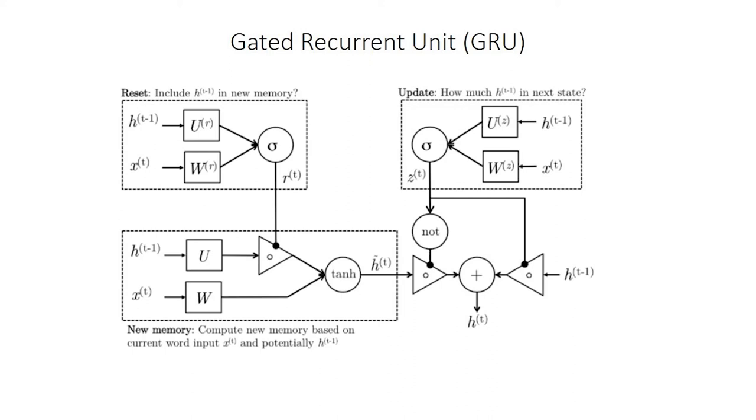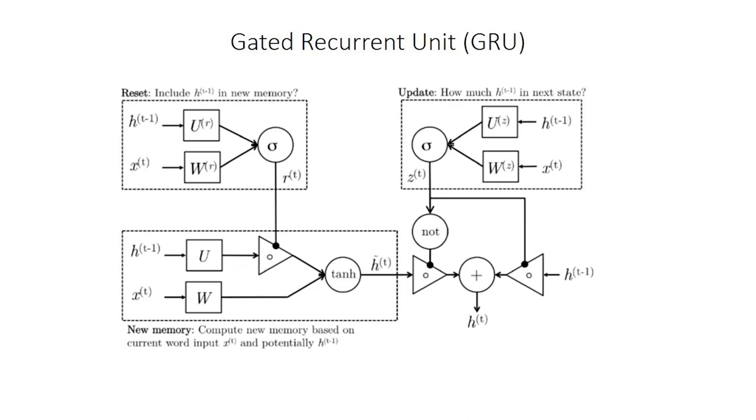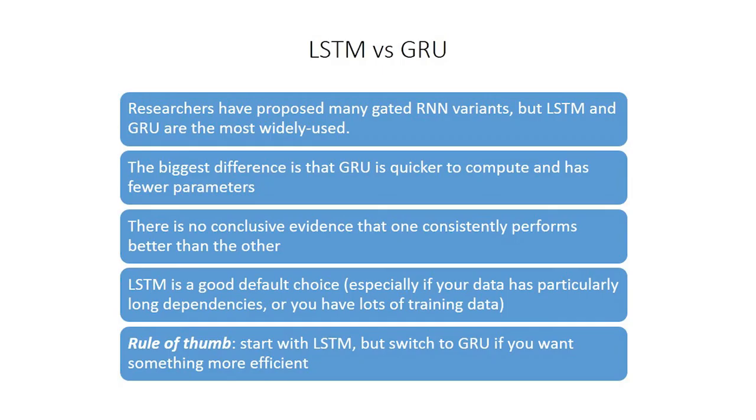This is your current input, the current word that you have observed. So you're just combining what's coming from the history and what has been observed, you squash it. And then you also want to check whether it's important to update HT as you go along. So this also does the same thing here.